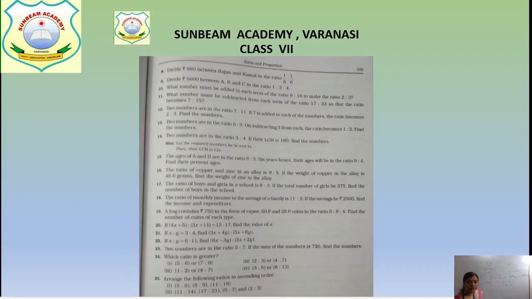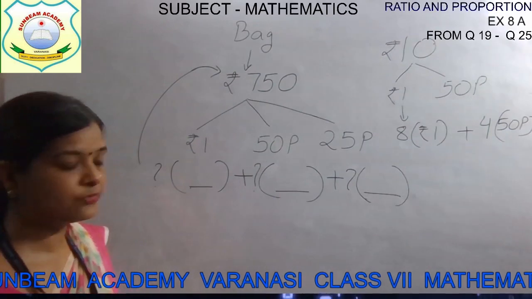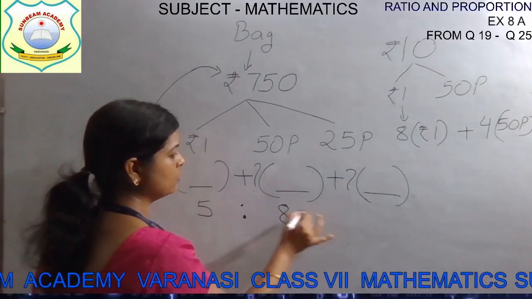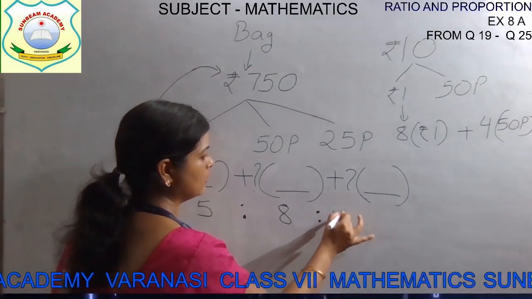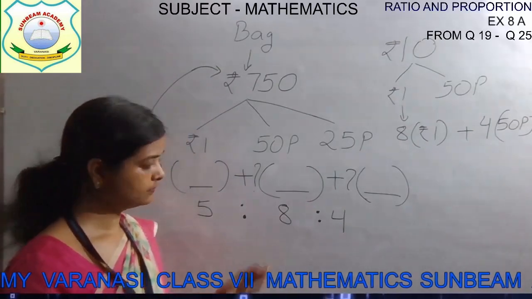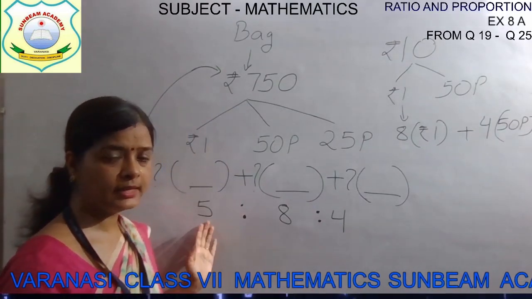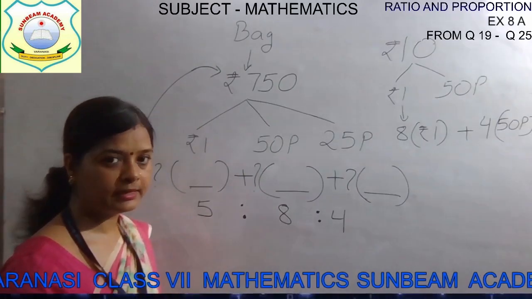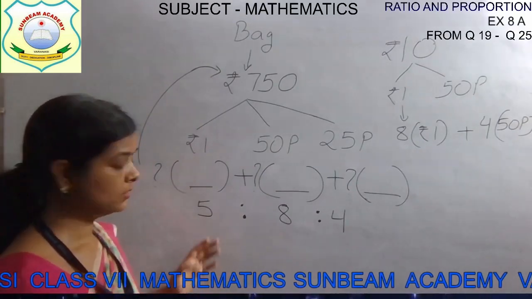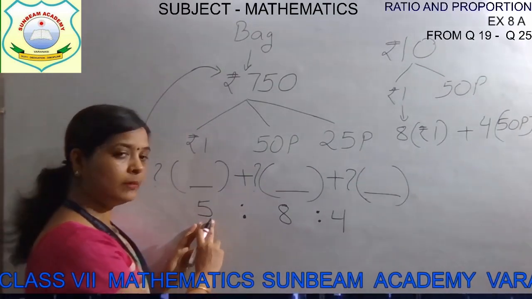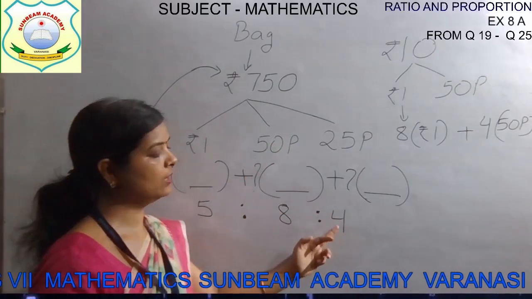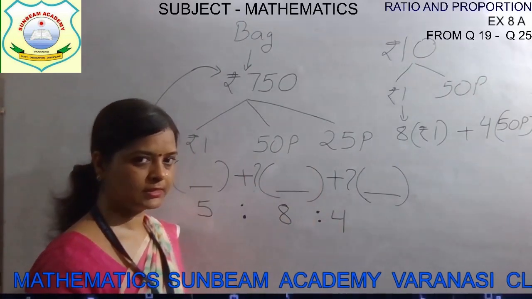The ratio is 5:8:4. Okay, this is the ratio. It means what? Add them. 8 plus 4 is 12, then plus 5, that is 17. Out of 17 coins, there will be 5 coins of 1 rupee, 8 coins of 50 paisa, and 4 coins of 25 paisa.